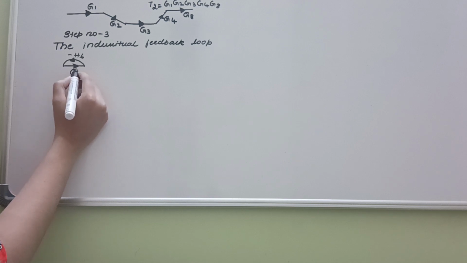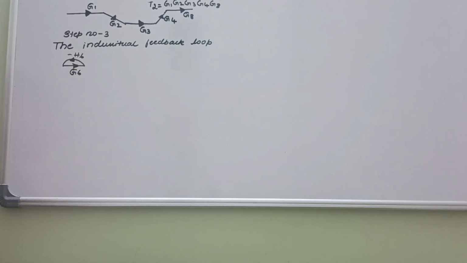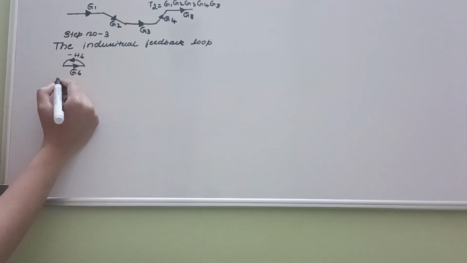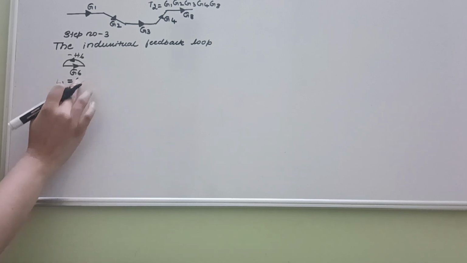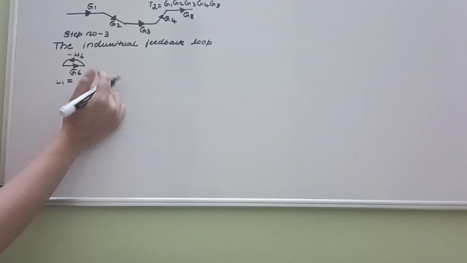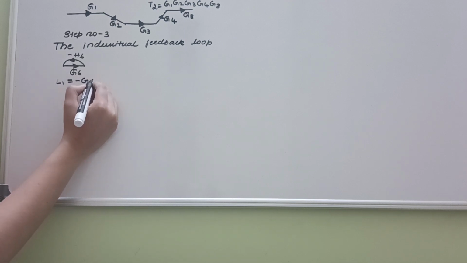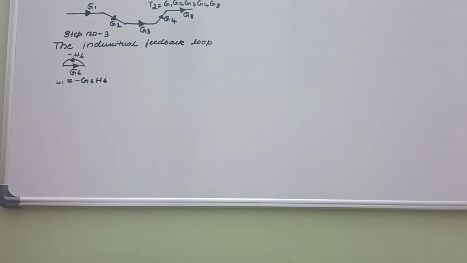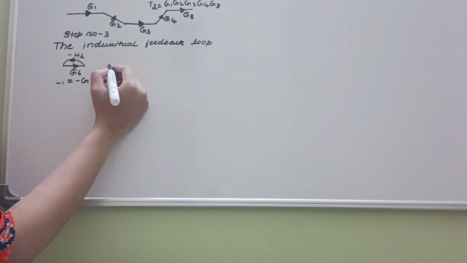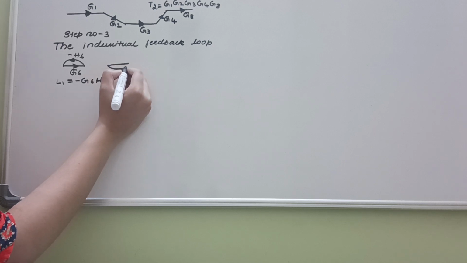Here it is, G6. And what does my L1 say? G6 and minus H6, or I can say minus G6H6. I'll showcase it to you when I come back. Okay, so this is L2. My L2 is G3 and H3. I'll write it like this.